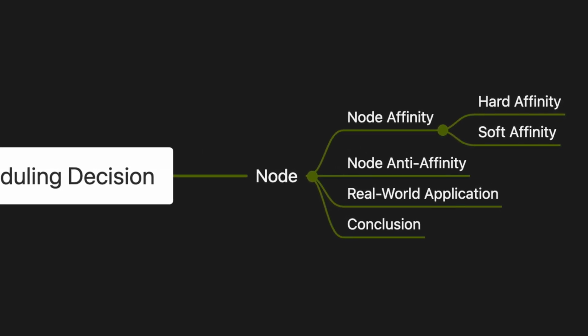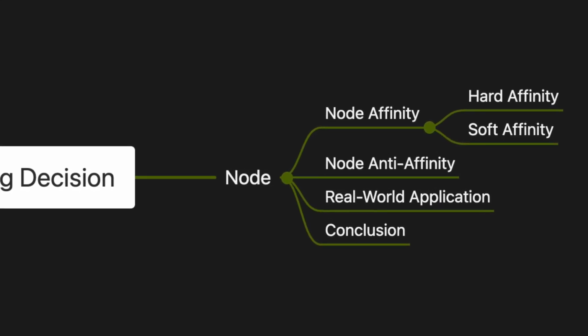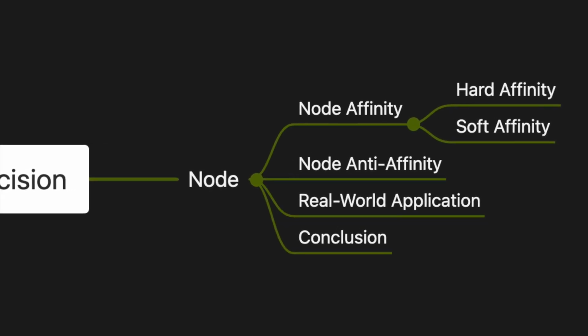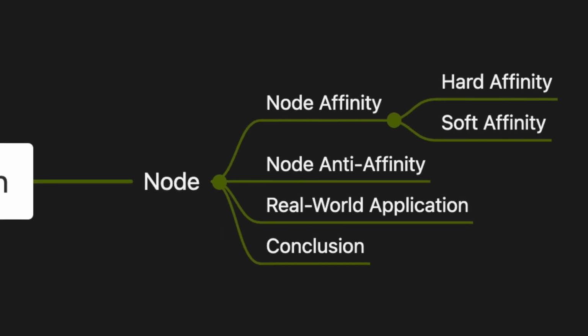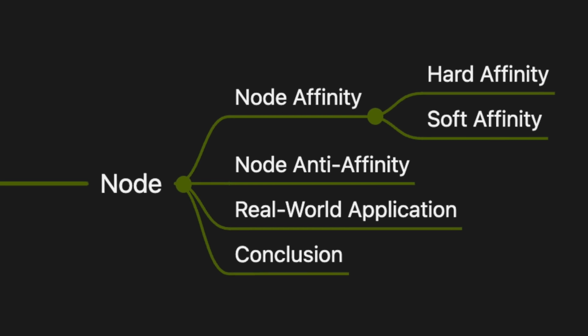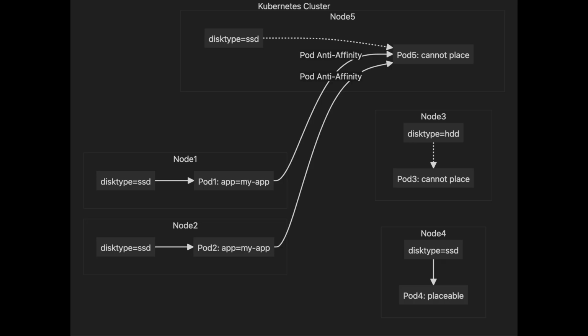So in this video, we will explore how Kubernetes makes those scheduling decisions using node affinity and node anti-affinity. These concepts help you essentially get more control over your Kubernetes resources distribution and workload placement, where exactly your workload should be placed. So node affinity, right?